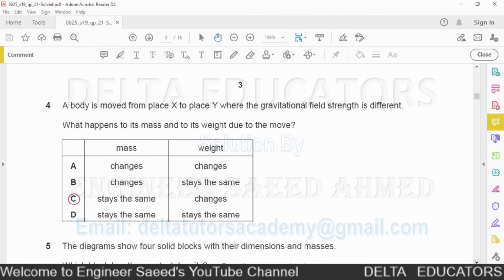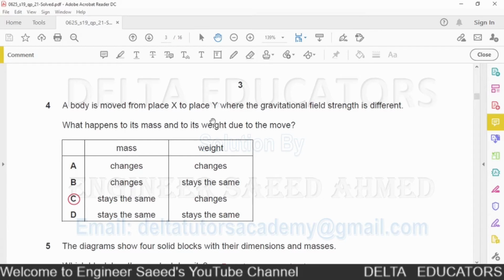Question number 4. A body is moved from place X to place Y where the gravitational field strength is different. What happens to its mass and to its weight due to the move? Mass is defined as quantity of matter. Quantity of matter always remains same whether the object is at place X or it is at place Y. So mass stays same. Now mass stays the same is given in options C and D. So possible options are C and D.